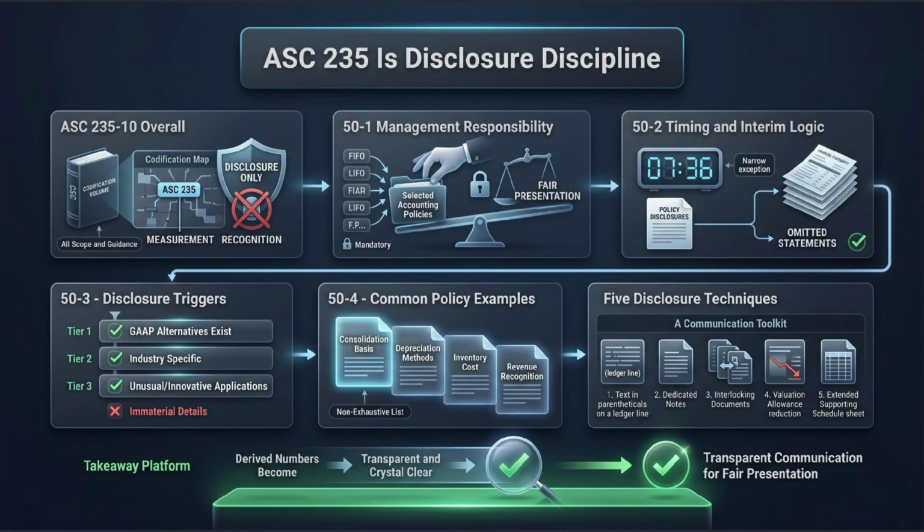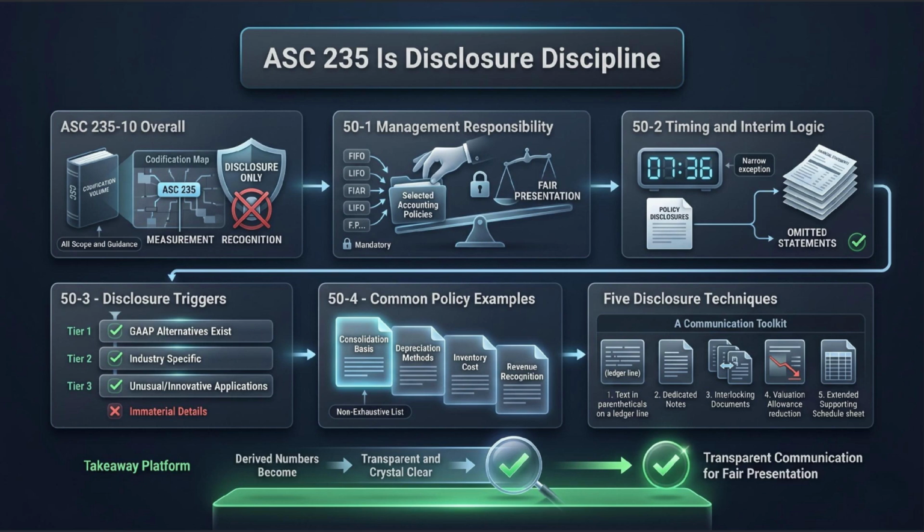Let us close with the final recap. ASC 235 is a disclosure standard. It does not create new recognition or measurement rules. It requires management to communicate significant accounting policy choices clearly so users can understand, evaluate, and compare reported results.